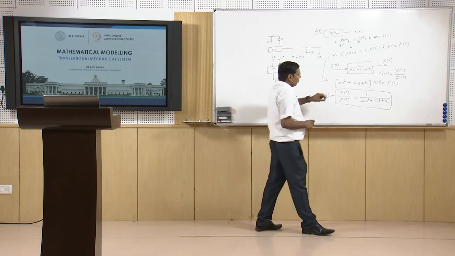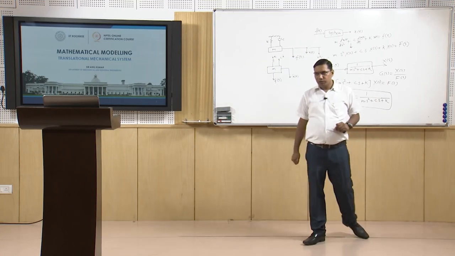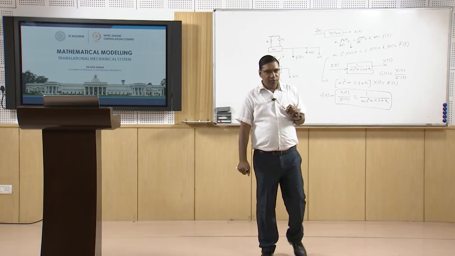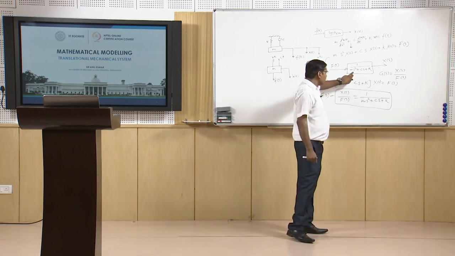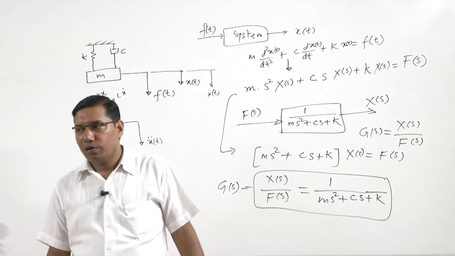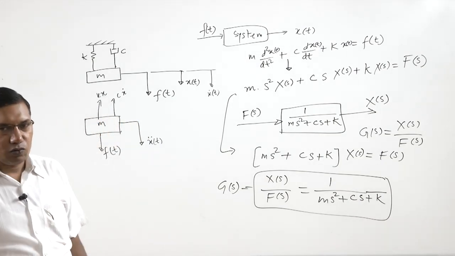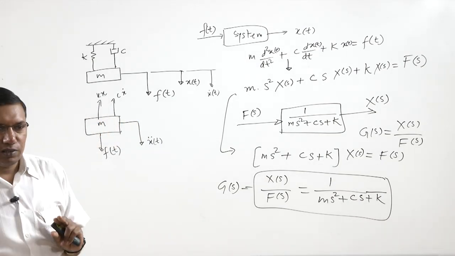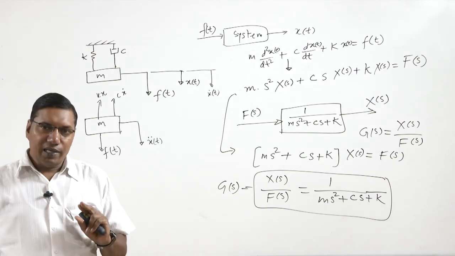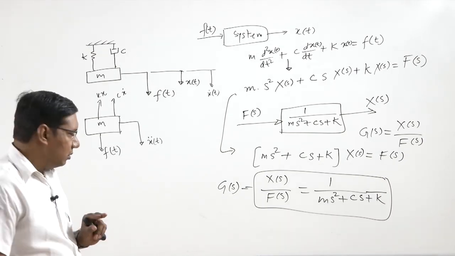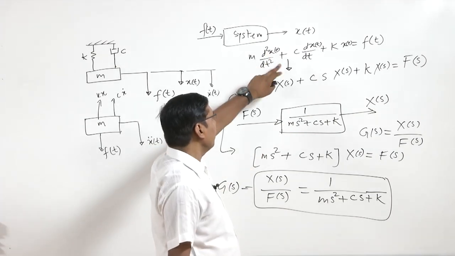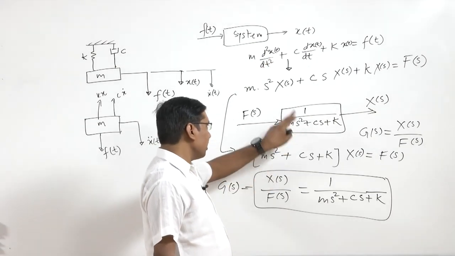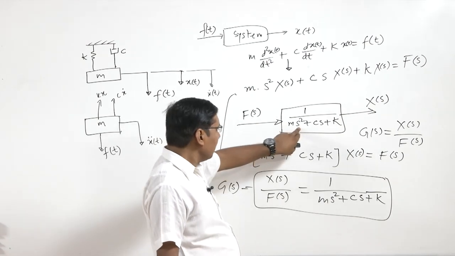Now, from this transfer function, we need a discussion on it. We can see that the highest power of s is 2. So from the transfer function it is clear that this is a second order system, and the same is clear from the differential equation, whose order is second.